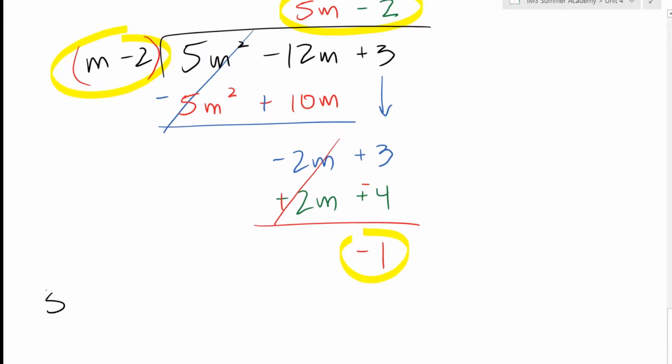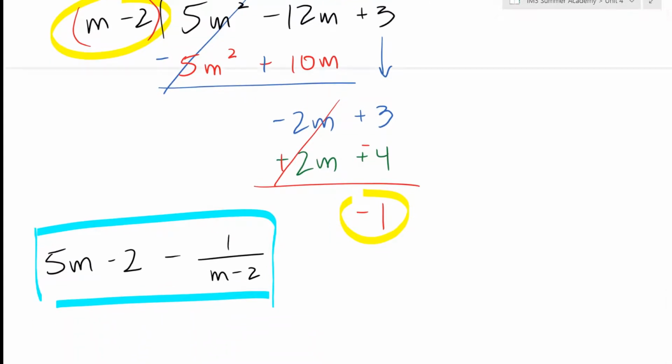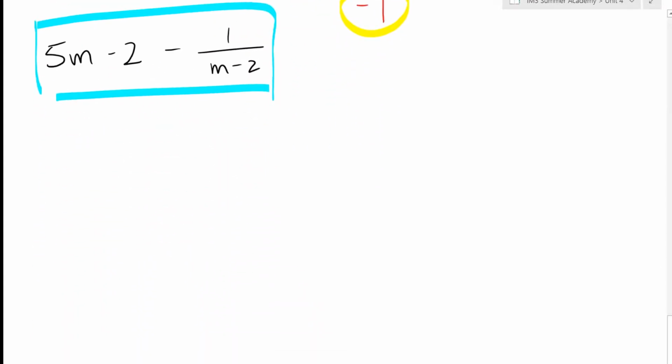So I've got 5m minus 2, minus this 1 over m minus 2. Okay, remember that negative sign goes with the 1. Sometimes it's positive. I don't think we've seen positive just yet. All right.